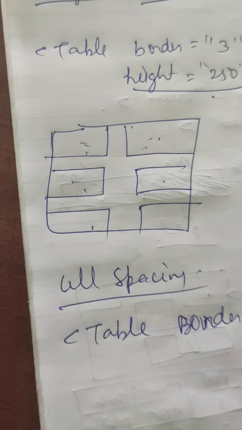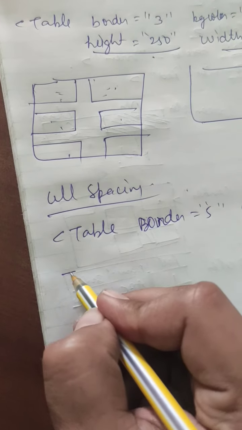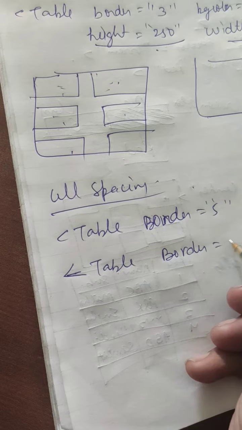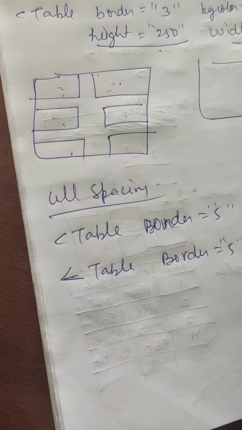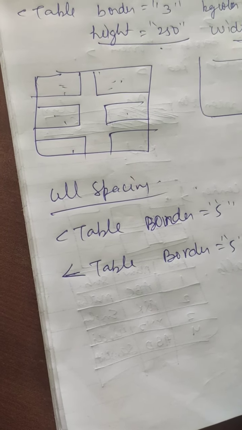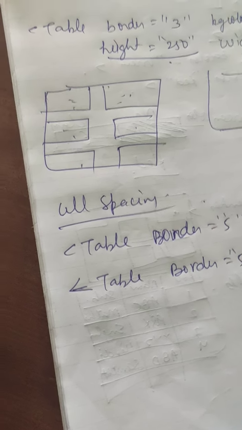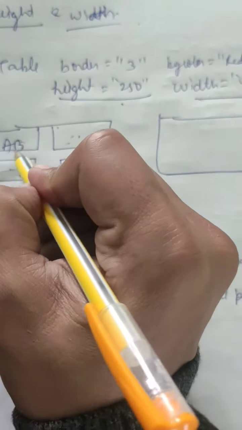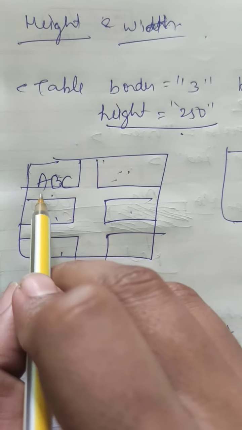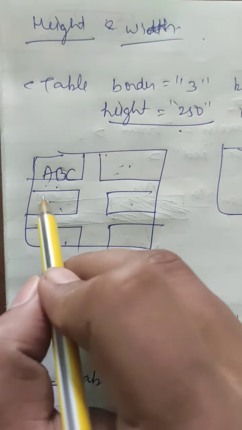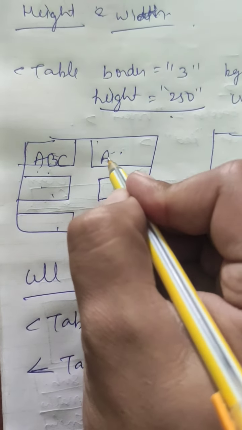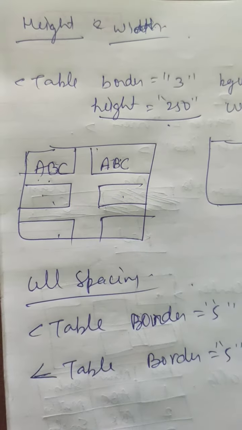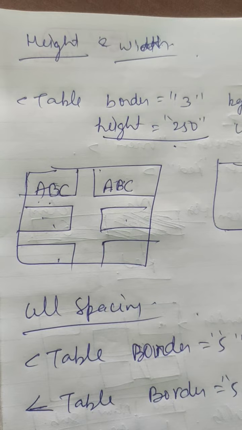And what is the cell padding and how we will use it? So to use the cell padding, this is the table, border equals to 5, same we will take cell padding is equals to, suppose I write 5. So it will affect the text that is written. Suppose without cell padding it is written like this, suppose ABC. This ABC is written without cell padding, but when we use cell padding equals to 5, then it may go somewhat upwards, ABC.